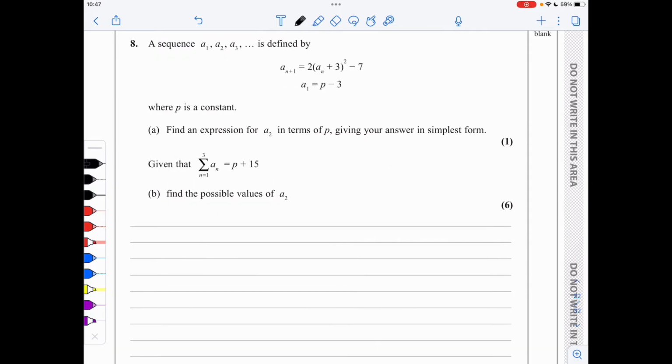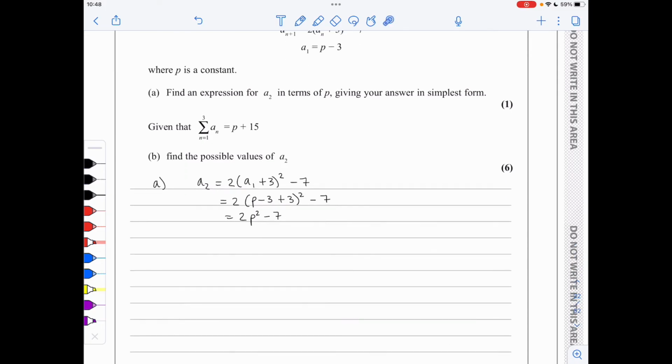Question 8, it's a sequence defined recursively according to this rule here. We need to find an expression for A2. Well, based on what we are given, we know that A2 is 2 times (A1 plus 3) all squared minus 7, which will be 2 times (p minus 3 plus 3) squared minus 7, which is 2p squared minus 7.